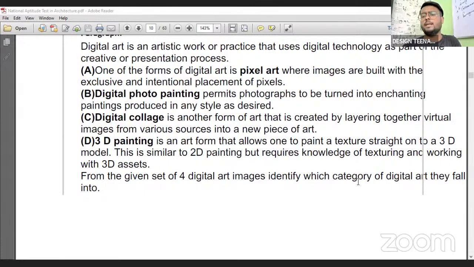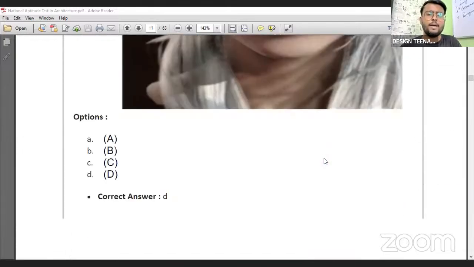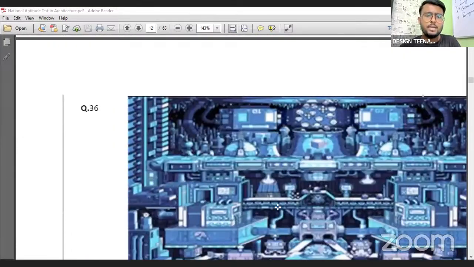From the 4 digital images, identify which category. 3D painting is very simple. It's an image wherein you see that kind of bulky look, wherein you are able to understand the depth somehow. 3D and collage is very simple. Now see in which of these paintings there is 3D and there is collage.